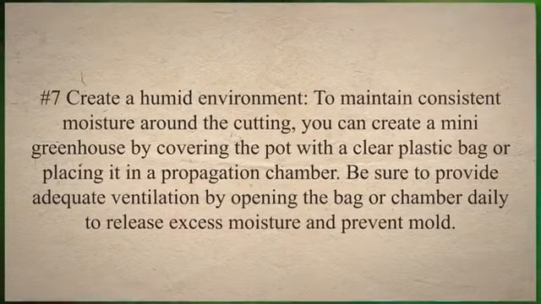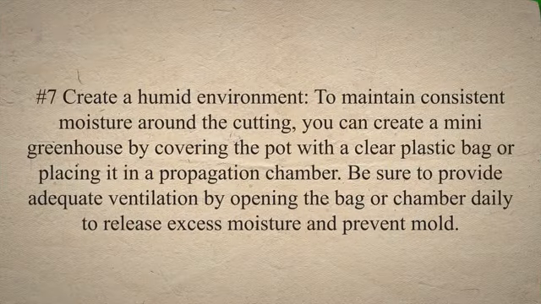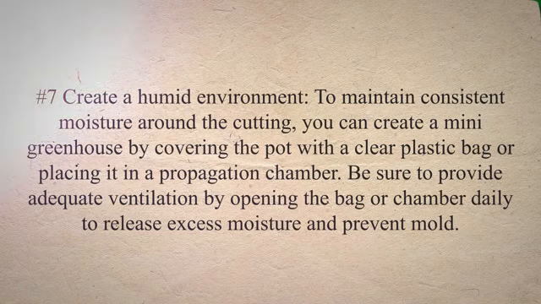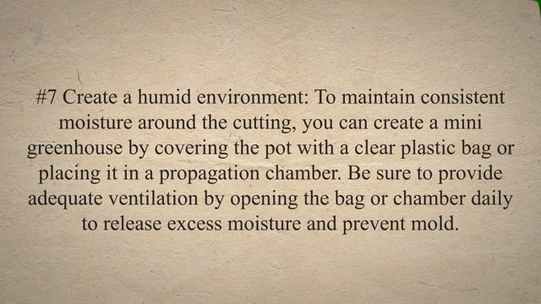#7 Create a humid environment. To maintain consistent moisture around the cutting, you can create a mini greenhouse by covering the pot with a clear plastic bag or placing it in a propagation chamber. Be sure to provide adequate ventilation by opening the bag or chamber daily to release excess moisture and prevent mold.